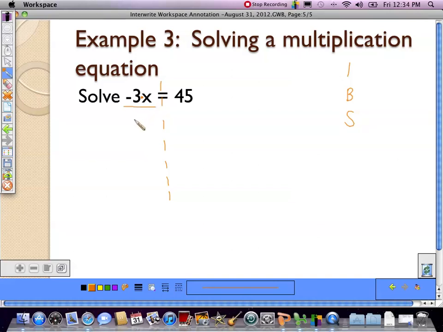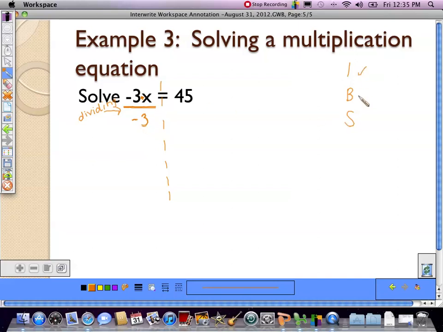Now, I want you to get in the habit of writing your division symbols with the fraction bar. So our inverse of multiplying times negative 3 would be to divide by negative 3. Please notice I did not change the sign. I did not do the opposite sign. I did the opposite operation. The opposite of multiplying is dividing. Please start writing your division symbols like this, like a fraction. So again, the inverse of multiplying times negative 3 is dividing by negative 3.